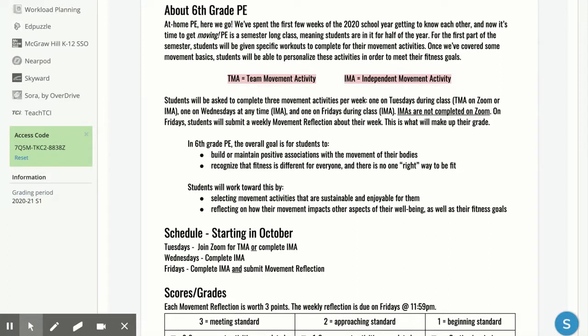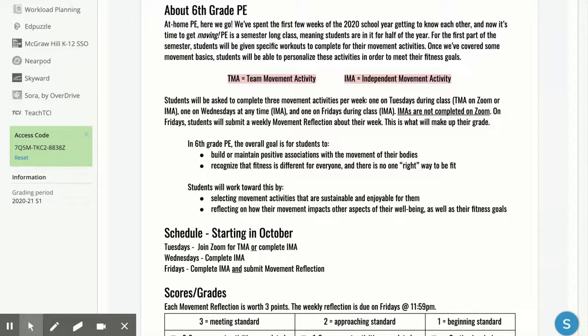These reflection questions stem from our overall goals in PE, which are for students to maintain positive associations with the movement of their bodies, to recognize that fitness is different for everyone and there's no one right way to be fit. And by doing different activities each week, they will find something that is enjoyable and sustainable for them. And reflecting on how their movement impacts their well-being, they will be able to adjust their workouts to meet their fitness goals.